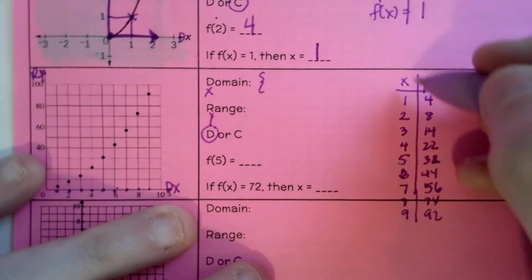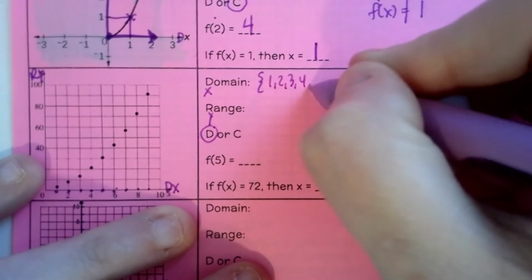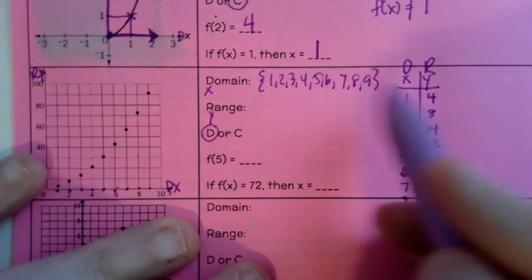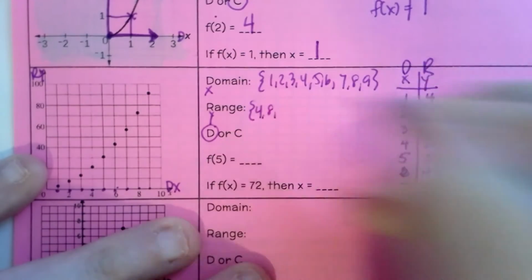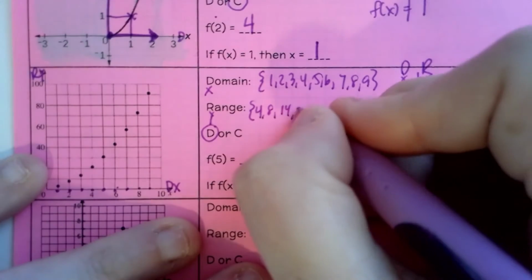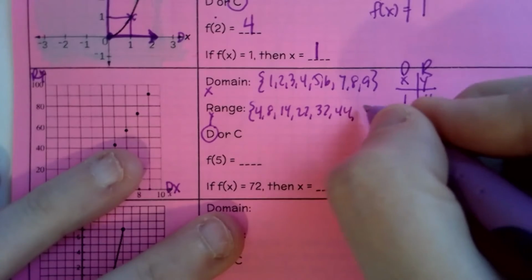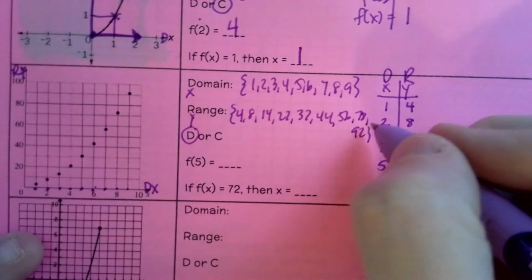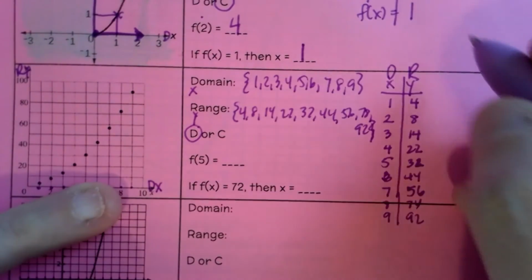For my domain, I would list my x values: 1, 2, 3, 4, 5, 6, 7, 8, 9. That's my domain. Those are the only values I can use. For my range: 4, 8, 14, 22, 32, 44, 56, 78, 92. Those will be my values. Again, we're estimating. Okay, so f of 5.